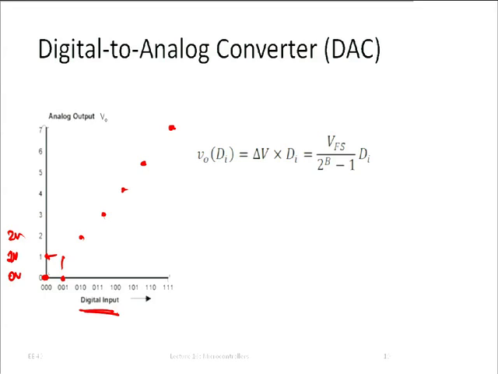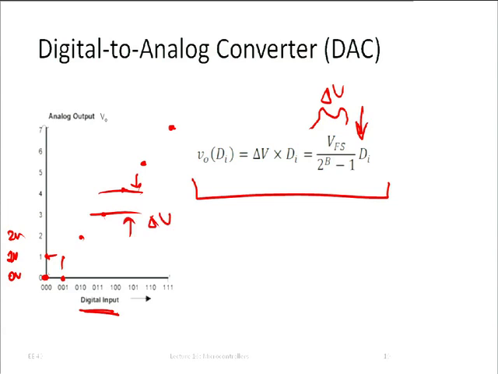Okay, and here is how to represent this in a formal way. So here is the input to the digital to analog converter, and this is simply the step size here, delta V. So that's the step going from one signal to the next one. Okay?